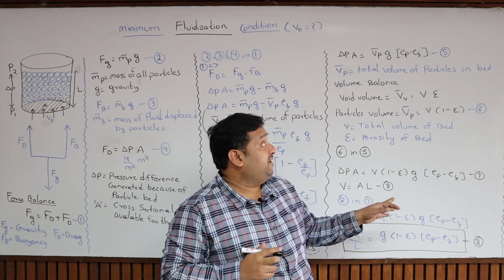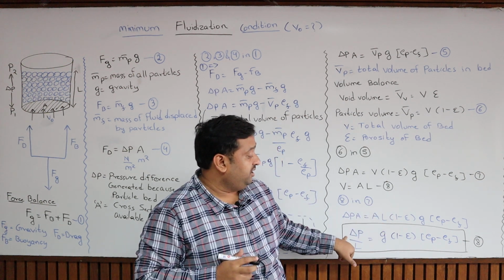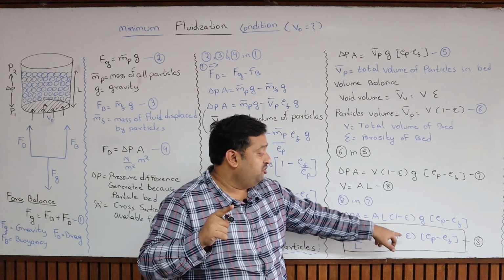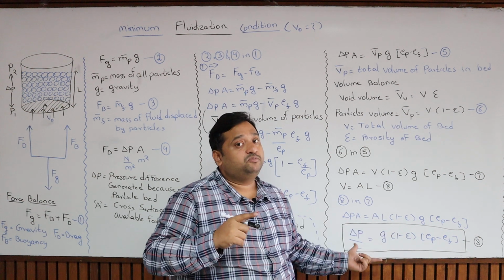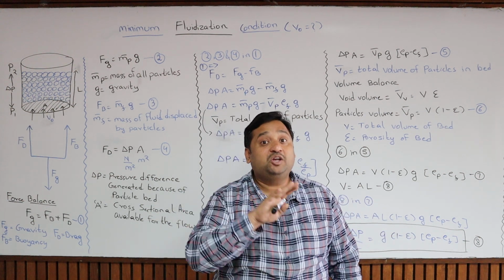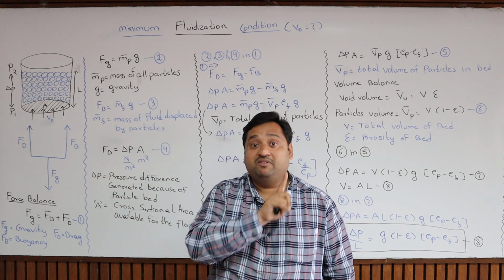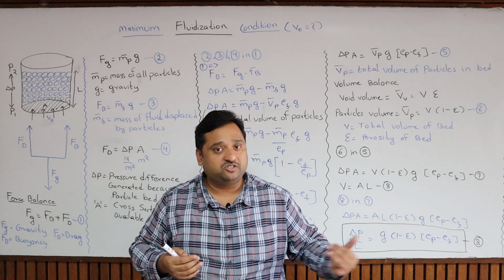If I know the Ergun equation, substitute the delta P by L from the Ergun equation, and you cancel some terms, you get the equation in terms of the velocity of the fluid, the superficial velocity of the fluid. From that you can derive. Let us go to the board.